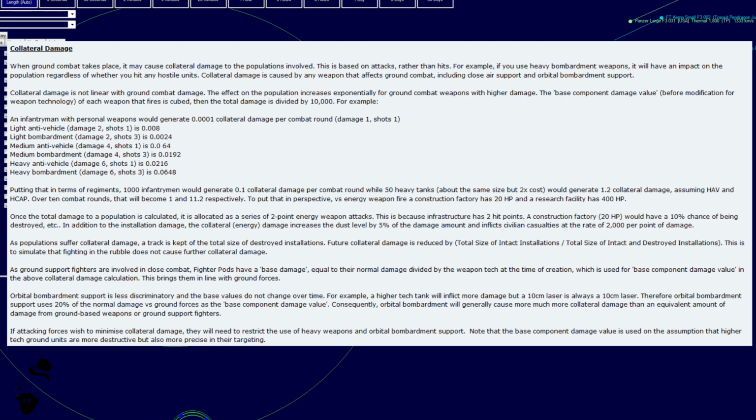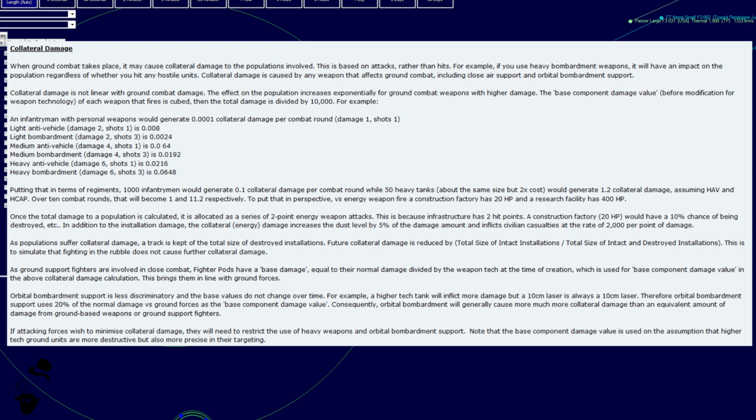Damage 1, shots 1. Light anti-vehicle, damage 2, shots 2, is 0.008. Or more than 8 times. It's like 80 times. Light bombardment, damage 2, shots 3, is 0.0024. Medium anti-vehicle, damage 4, shots 1, is 0.064. And you can read the rest.